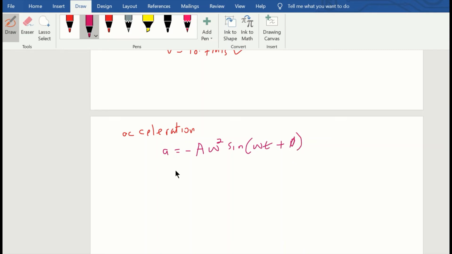So what next? We put in the values. We have negative amplitude, which is 0.85, times our angular frequency, 24, this time squared, 24 squared, times sine, open brackets, 24 times our time, 0.25, plus the phase constant, which is 0.7. Bracket close. Okay, so therefore we have negative 0.85 times 24 squared, which gives us 576. Sine, when you put this in your calculator again, you should get 6.7.